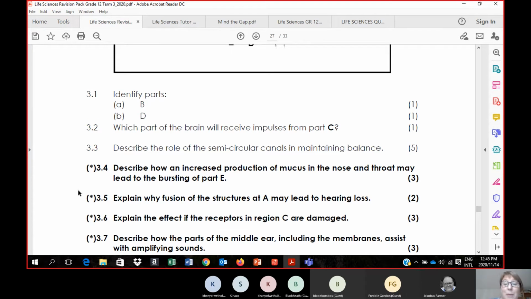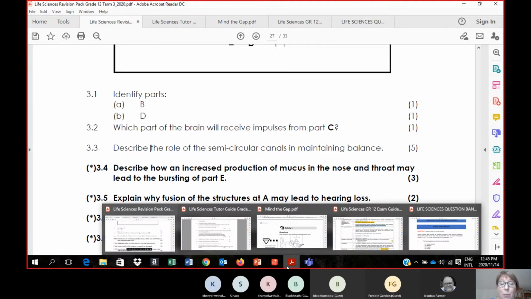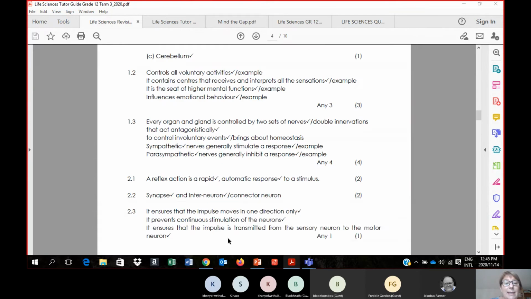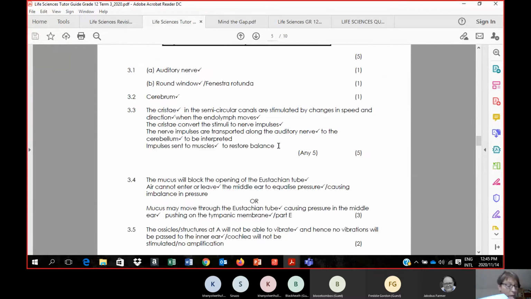Okay, great. Oh, Matrix, I haven't given you a lot of time to do this, but let's see how you went. I think I'm going to quickly show you the answers because then it will be easier for you to see where you went wrong. So the first question was, identify parts B and D. So B is the auditory nerve and D is the round window. So that's even the one that I get confused with. So the oval window is the one that the stirrup is attached to, and then D is the round window.